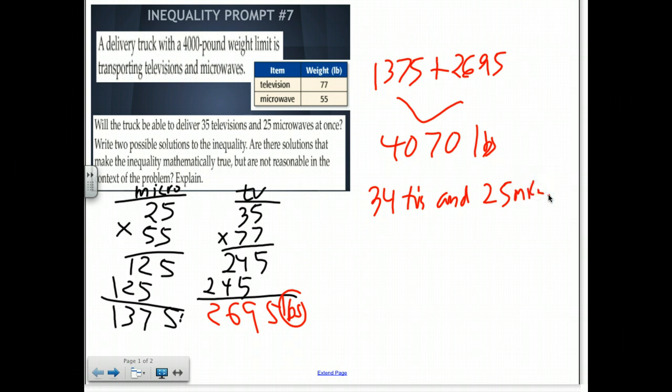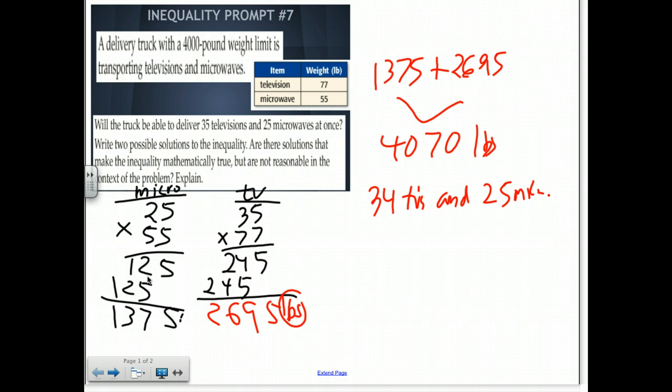Let me ask you this question. Is this the only possible answer for this problem? No. What can change? The microwave or the TVs? Is it fair to say that I can technically carry nothing? 0 TVs, 0 microwaves, that's definitely under 4,000 pounds. What else can I carry? 1 microwave, 0 televisions, so that's another possible solution.